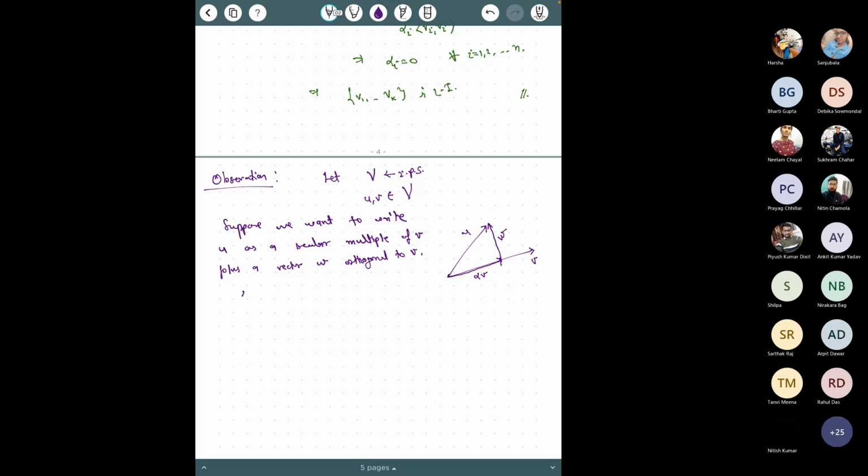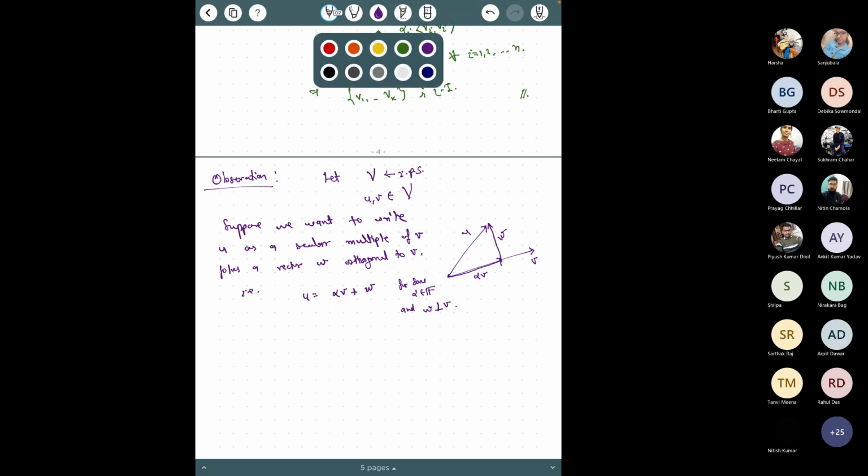So what does it mean? It means that for some alpha in the field, we want to write this u as alpha times v plus w, where w is orthogonal to v. So for any given two vectors u and v, we want to see whether we can write u as a scalar multiple of v plus a vector orthogonal to v.